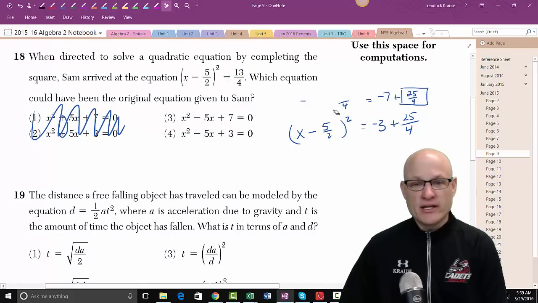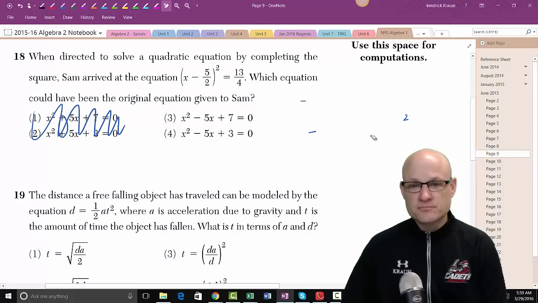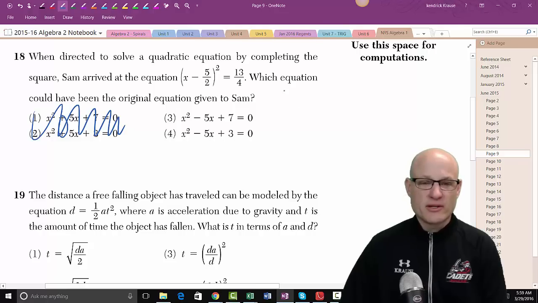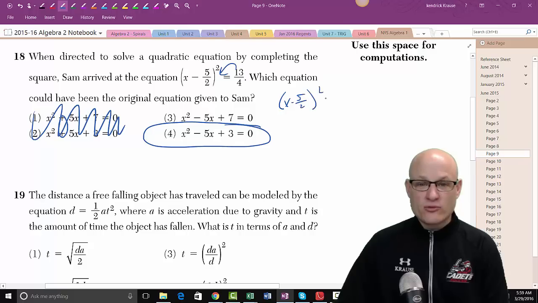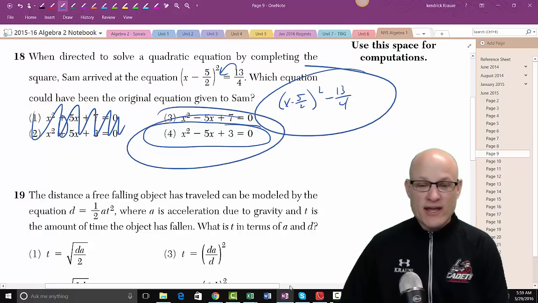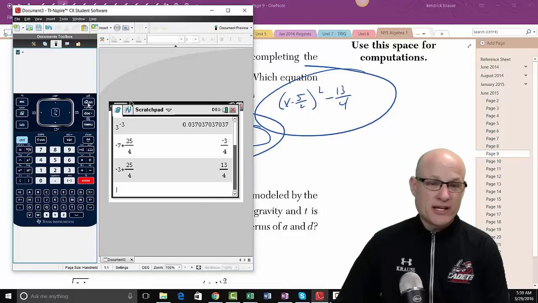Another way to do it is, it's just a dumb question. It's somebody's idea of trying to get you to use fractions and completing a square, which you would never do. But the other way to do this is to bring this back and leave it as x minus 5 over 2 squared minus 13/4. And graph that and see if they're the same. They should be the same.